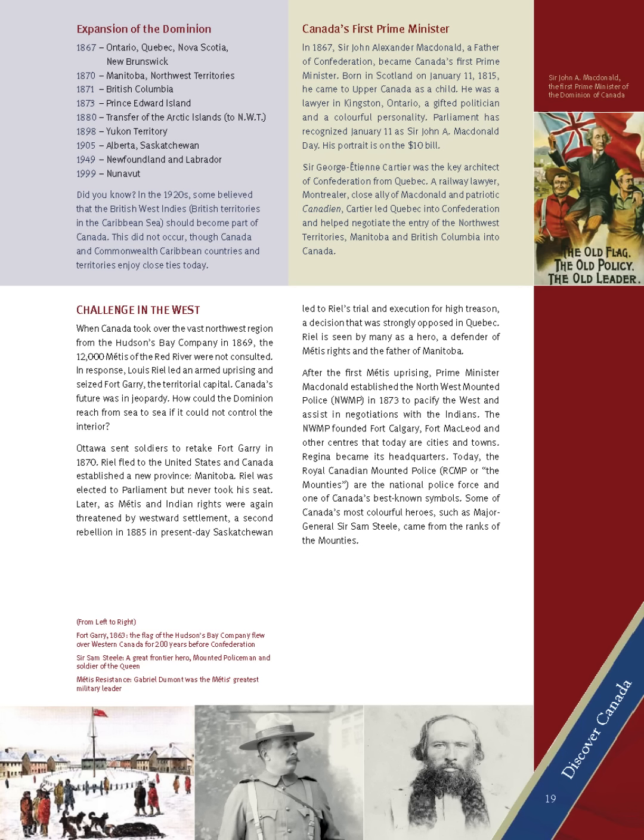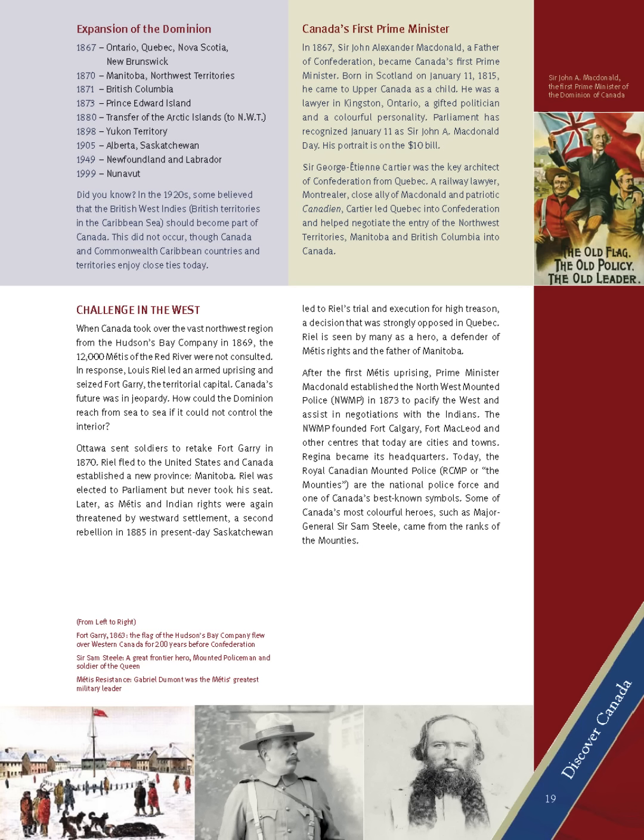Sir George Etienne Cartier was the key architect of Confederation from Quebec. A railway lawyer, Montrealer, close ally of Macdonald, and patriotic Canadian, Cartier led Quebec into Confederation and helped negotiate the entry of the Northwest Territories, Manitoba, and British Columbia into Canada.